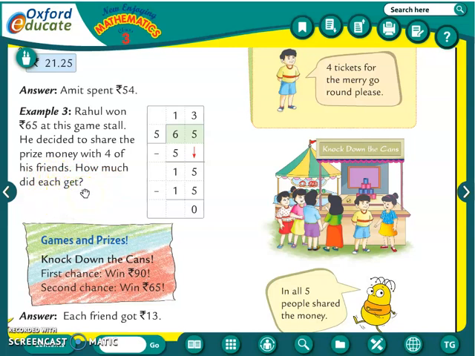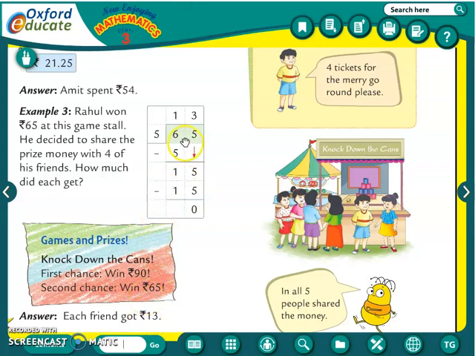Now the total amount is 65, and Rahul is dividing it among 4 friends. So we have to divide that number. So 65 divided by 5. Division, multiplication, whatever we did in the previous chapter, like that only we have to do. But whenever we are writing the answer, we have to put the sign of rupees before the number.